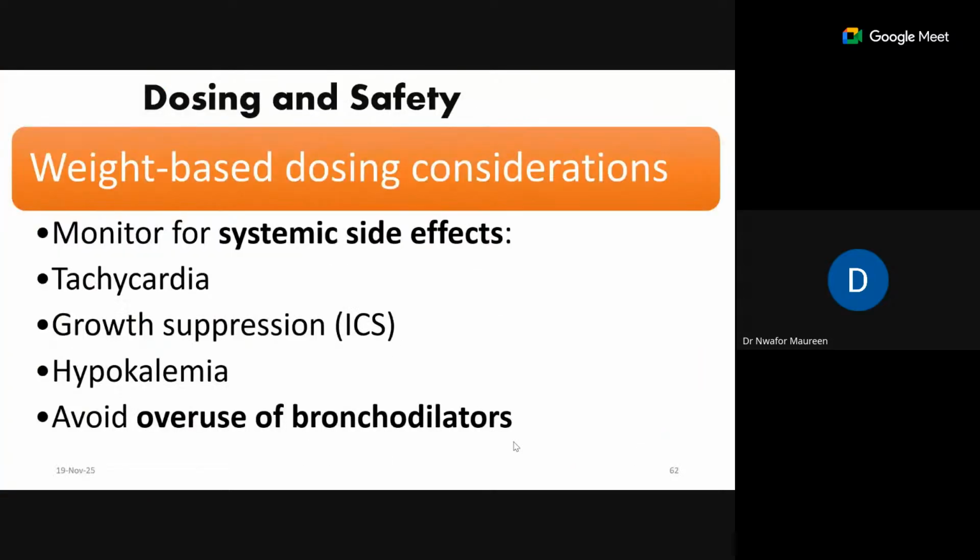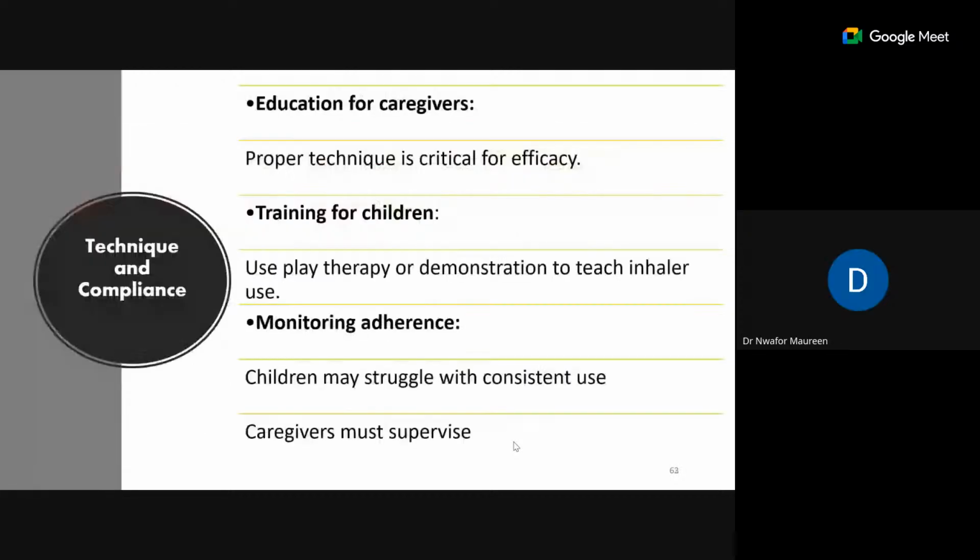As I always say, weight-based dosing consideration is very important. After that, we must monitor for systemic side effects: tachycardia, growth suppression because of the use of inhaled corticosteroids, and hypokalemia because of high doses of beta-2 agonists. Avoid overuse of bronchodilators.